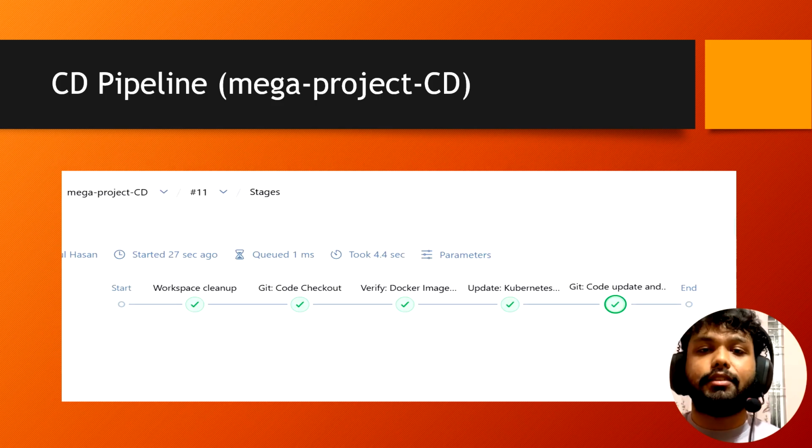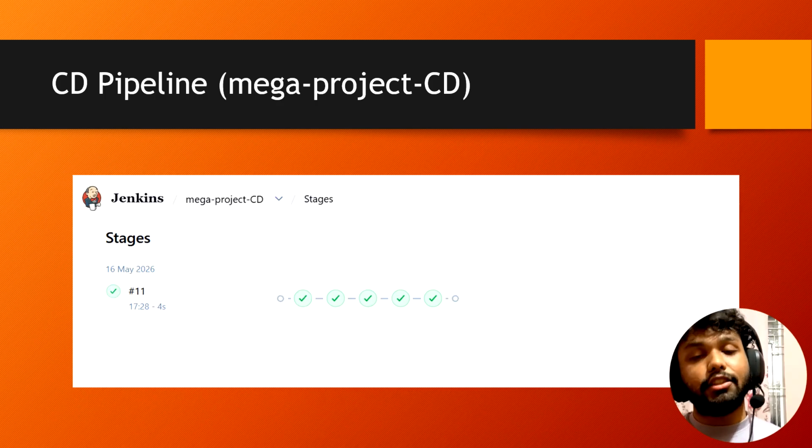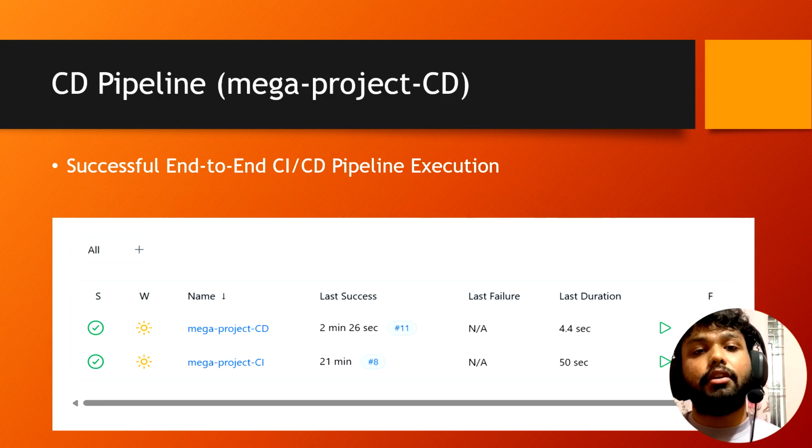As you can see, these are the CD pipeline stages mentioned: work, GitHub code checkout, Docker image pull, and complete deployment with Argo CD. As you can see, all the stages for the CD job have also been completed. Now we can see both jobs simultaneously, part by part, the mega project CD and the mega project CI.